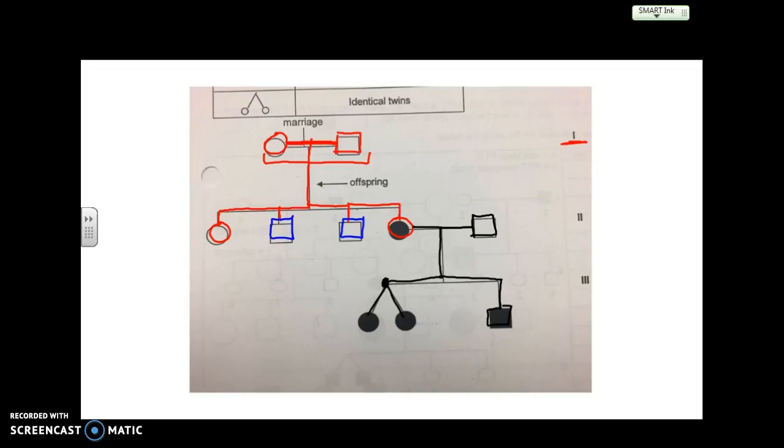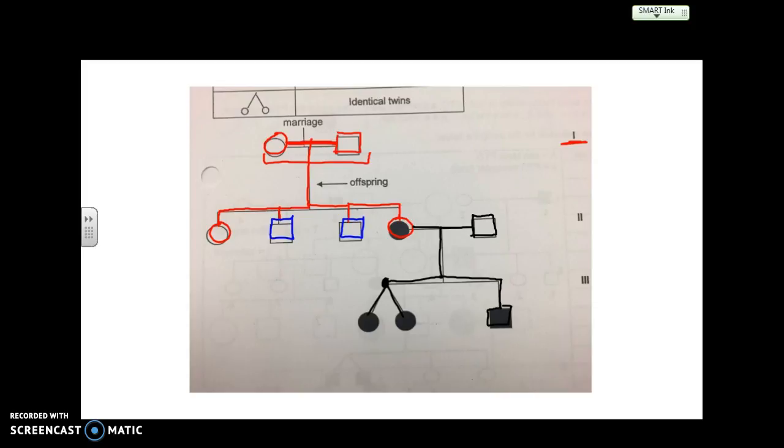So a lot of times when I give you a pedigree, I want to know the trait that it's displaying. How was it inherited? Was it recessive or was it dominant? A recessive trait would be little r, and it means that each parent has to carry the trait. So let's just say, for example, that we think this was a recessive trait.